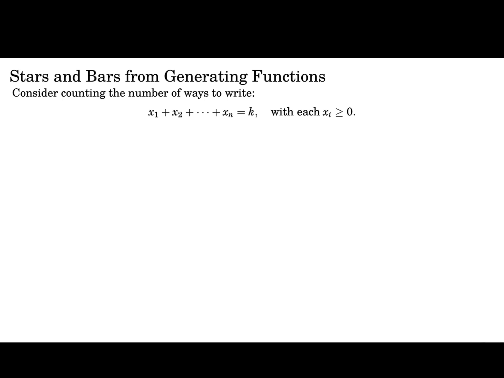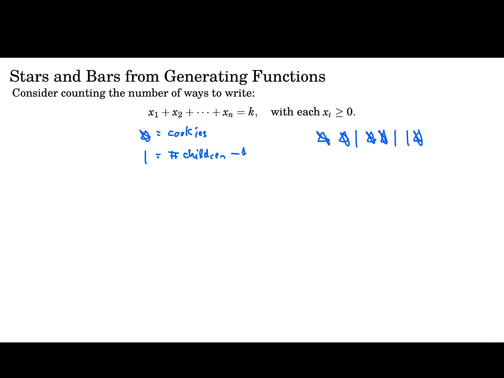The idea was that the stars were the cookies and the bars were the number of children minus 1. And so if you had 2 stars, a bar, 2 stars, a bar, and 1 star, this is representing 4 children, where the first one gets 2 cookies, the second one gets 2 cookies, the third one gets no cookie, and the fourth one gets 1 cookie.